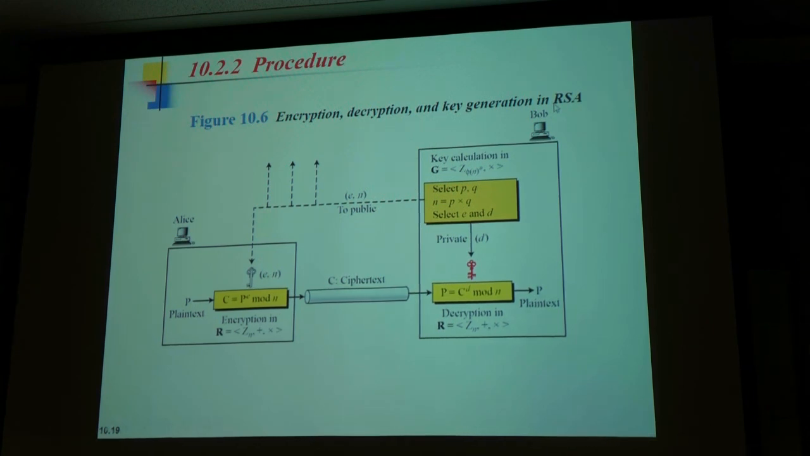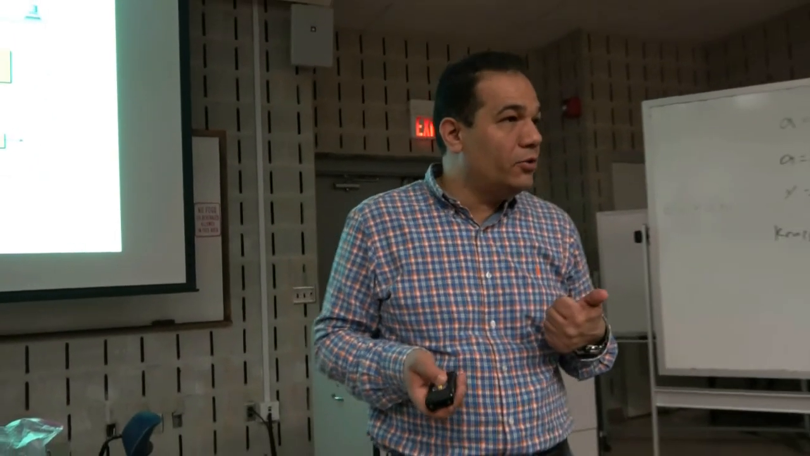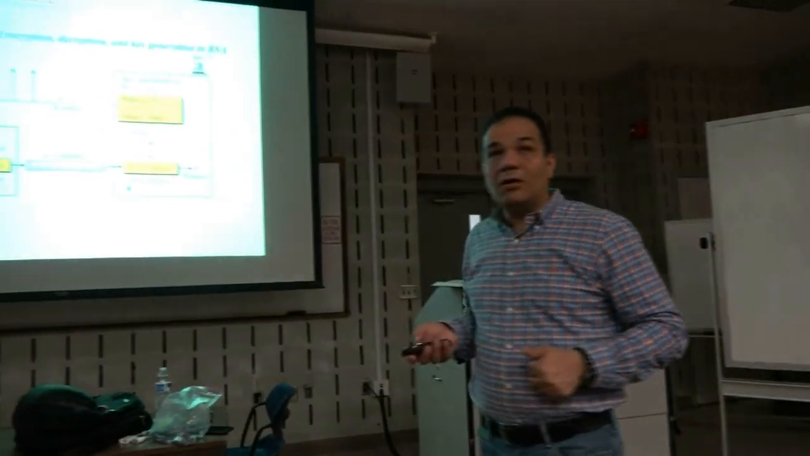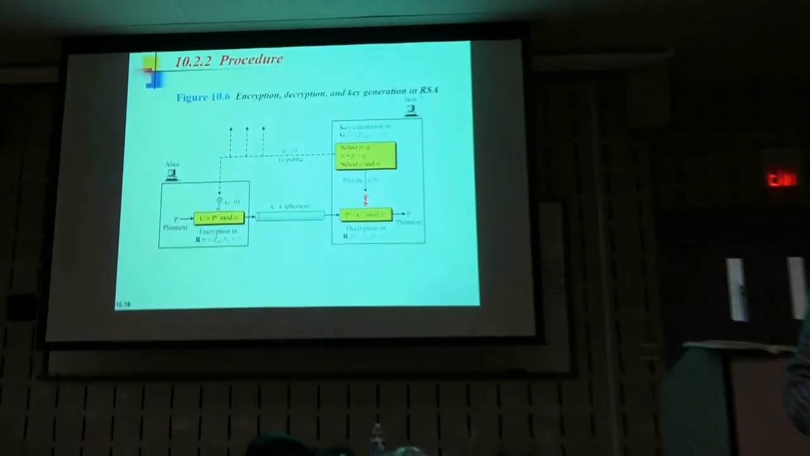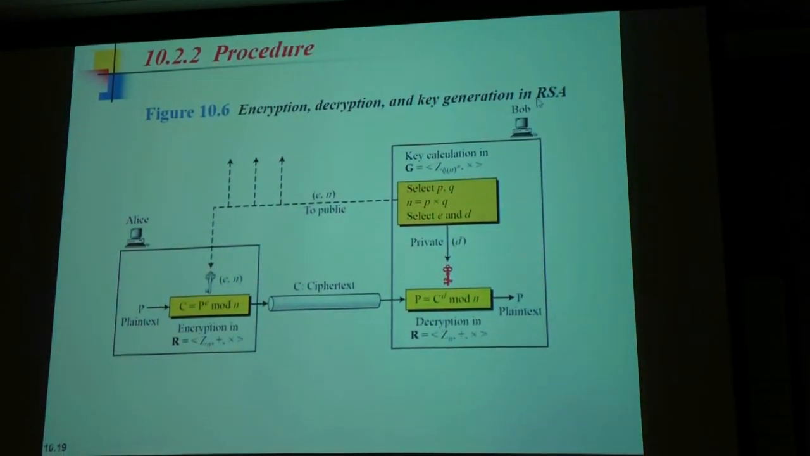Let's take a look at the key generation. So in the key generation, what you have to do? You have to pick two numbers, P and Q. P and Q have to be primes, and not equal. Then you calculate N. How you calculate N? P times Q. Then you select E and D. We'll show you how to select E and D to reverse each other.